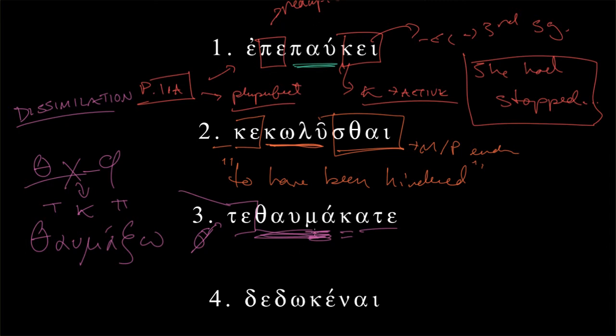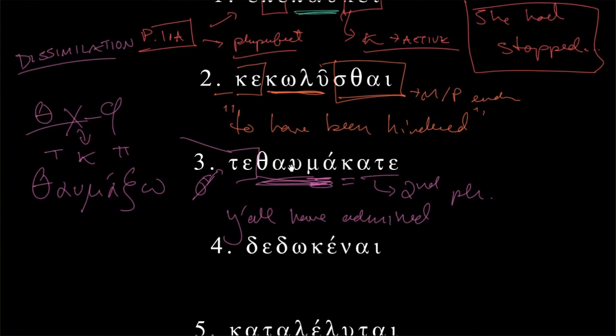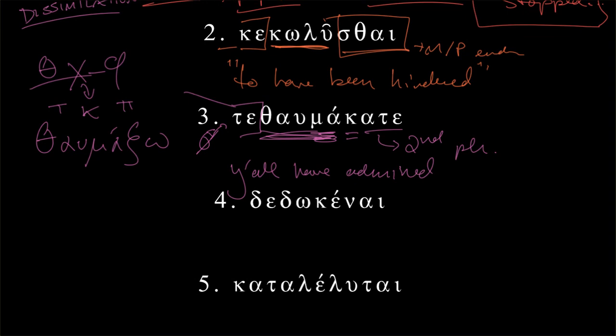So what does this mean? It's perfect, active, and then what ending is that? We know that to be second person plural. We've gotten used to that at this point. So what we want to say is, y'all have admired. That's it. It's easy as that. These are long words. These are complex words with augments and reduplications and endings, but it's all stuff that we've seen before. This is not fundamentally new.